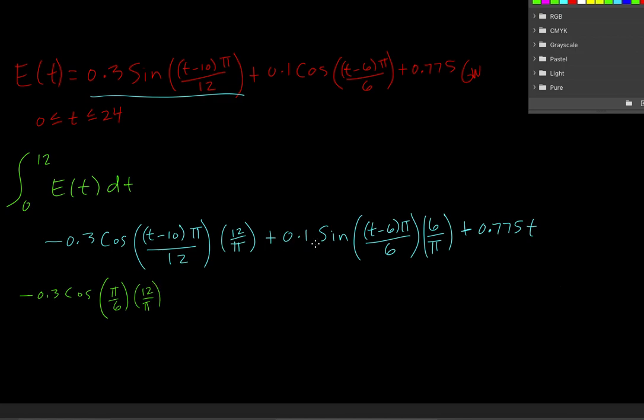Okay. And then right here, I have plus 0.1 sine, and if I plug in the 12 here, 12 minus 6 is 6. 6 over 6 cancels, so I get sine pi, and then 6 over pi is still there, plus 0.775 times 12. So that's just when I plugged in 12. So that's what this thing is. Okay? Now, a couple things, oh, well, here, I'll do 0 as well. Let's do that in yellow.